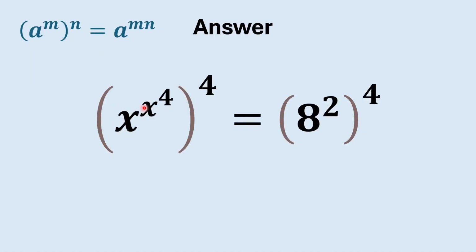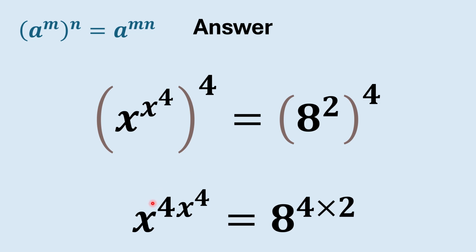So here x to the power of x to the power 4 in the brackets to the power 4, you can see this x is equivalent to this a, and x to the power 4 is equivalent to this m, and this 4 is equivalent to this n. So a to the power of m in the brackets to the power of n is equal to a to the power of m multiplied by n. So that means for the left side, we can convert it into x to the power of 4 multiplied by x to the power of 4. Okay? Because here, this 4 is the power and this x to the power 4 is the power. We can just multiply them as the power for this x.